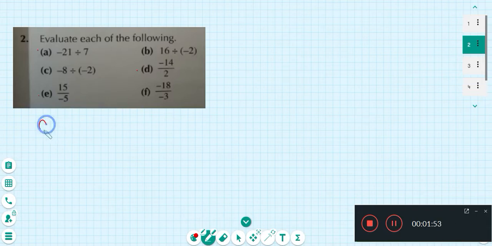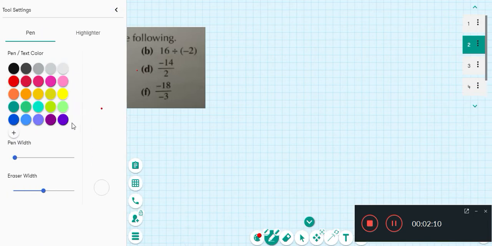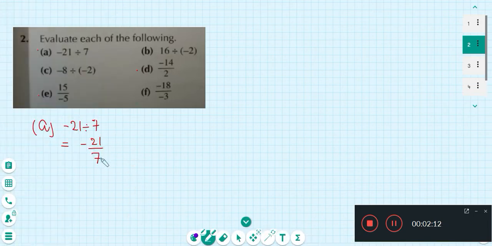So part A is -21 divided by 7. So this is division. So it can also be written in fractional form, -21/7, to make things easier. So we know that 7 3s are 21. So we're left with -3.